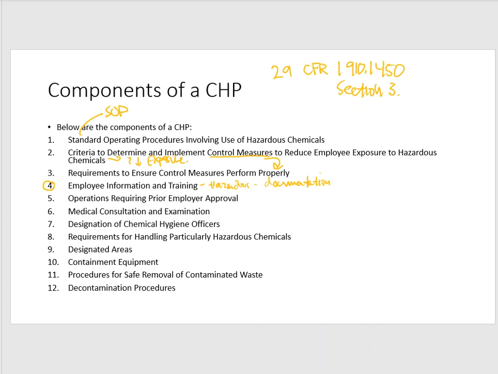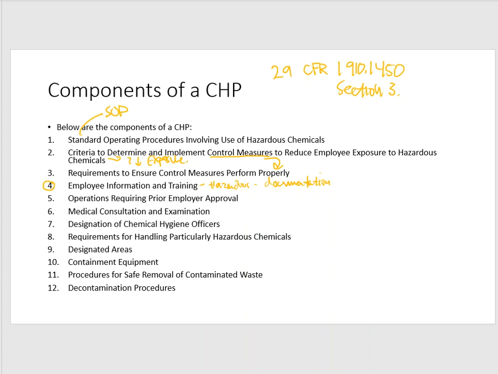Number 5, operations requiring prior employer approval. So, operations basically means things that are getting done in the lab. Is there a document or a paper trail in place that basically says, yes, you can do these things. Yes, you can handle this chemical. Yes, you can do this experiment. And where did it originate from? Who gave you permission? Number 5.